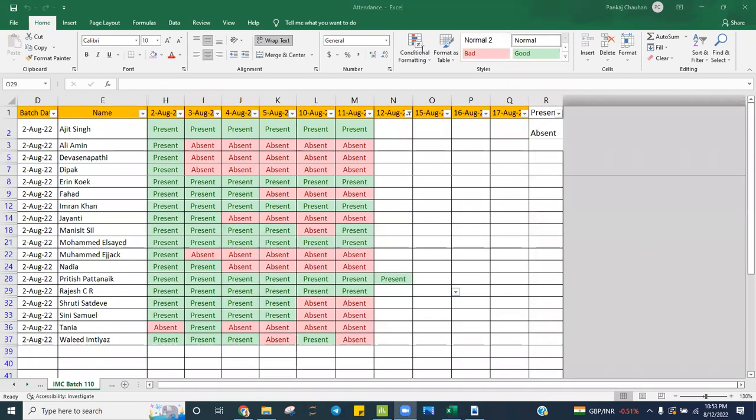Anyone present in this my Excel sheet? Rajesh CR, you there? Mohammad Al Sayed? Ajit Singh, anyone? Please tell me your name in case this is the row number N I am looking for.